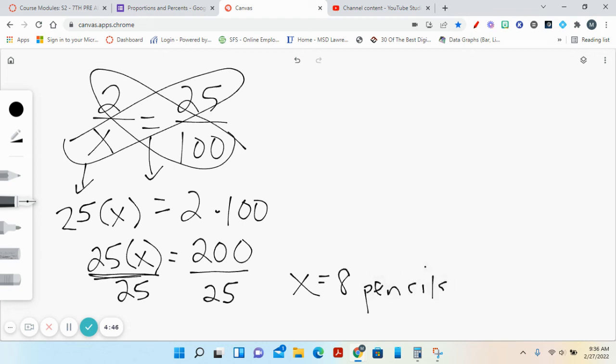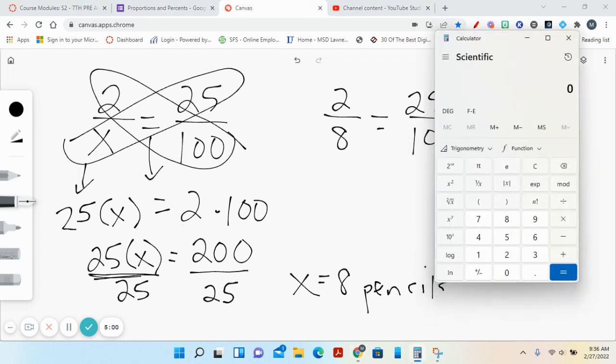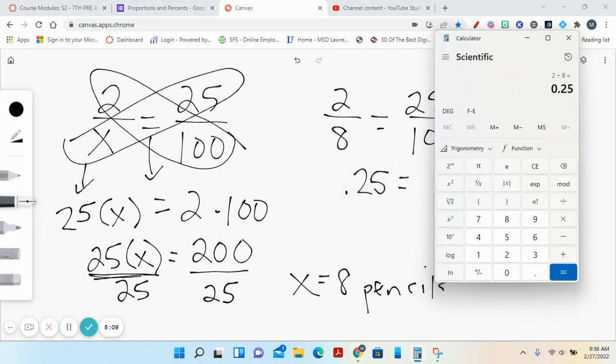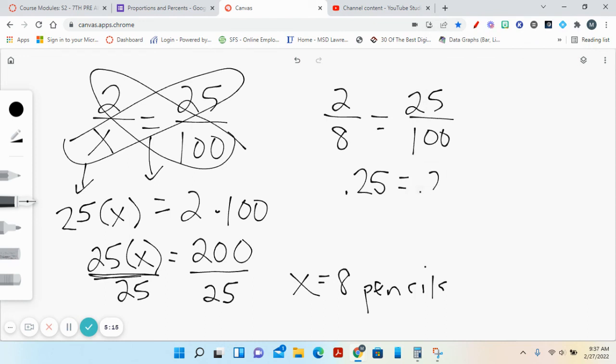And again, we can double check our work. If we substitute in for X, so instead of 2 over X, we'll do 2 over 8 equals 25 over 100. If I do 2 divided by 8, we get 25 hundredths. And when we do 25 divided by 100, we get 25 hundredths. So we did solve this correctly.